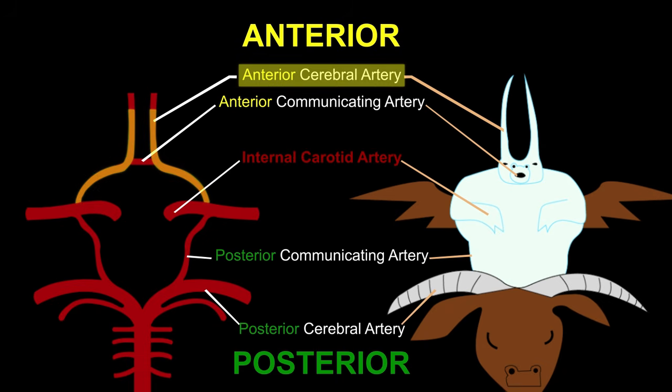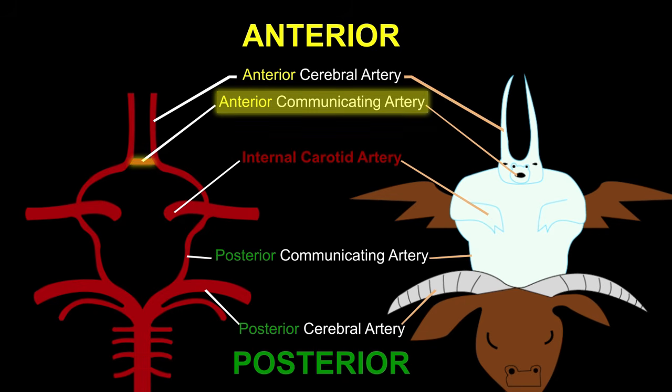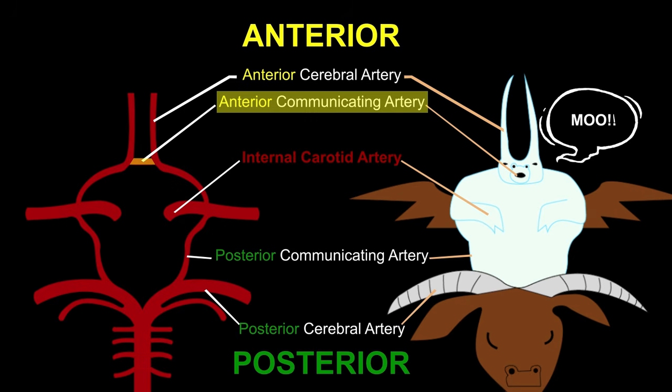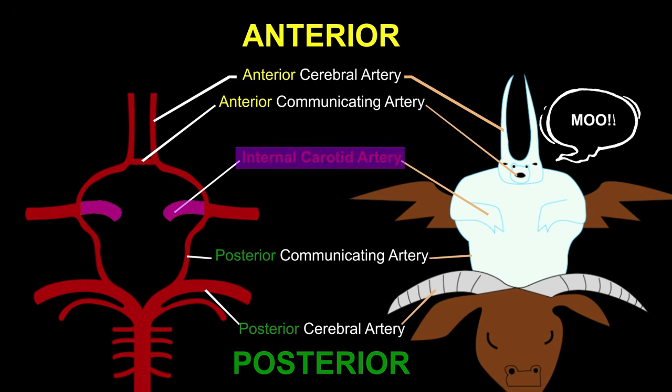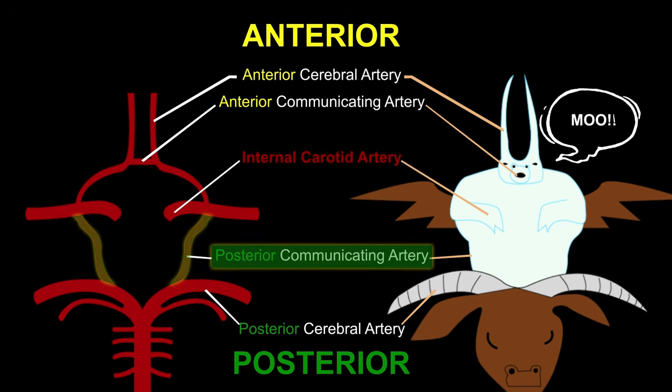First, we have the anterior cerebral arteries, represented by the spirit bull's horns and connected to its head, or cerebral area. Next, we have the anterior communicating artery. This is the part of the bull that communicates and says. Then, there's the internal carotid artery, represented by the bull's feet. The posterior communicating artery is the bull's torso, and how it communicates with the cow at the bull's posterior.